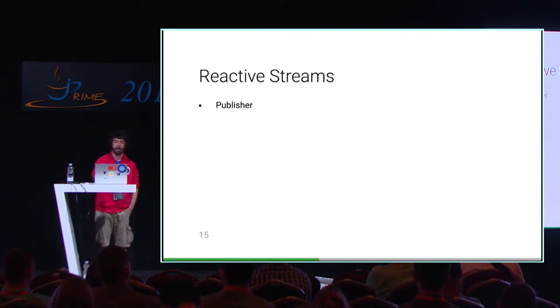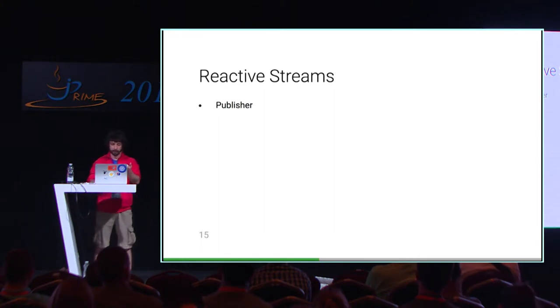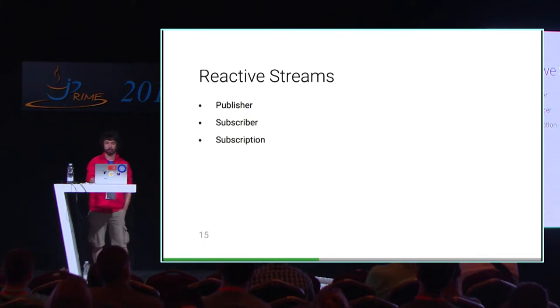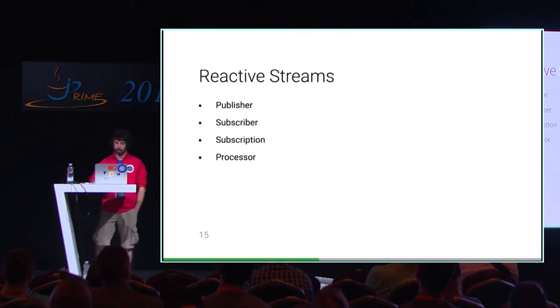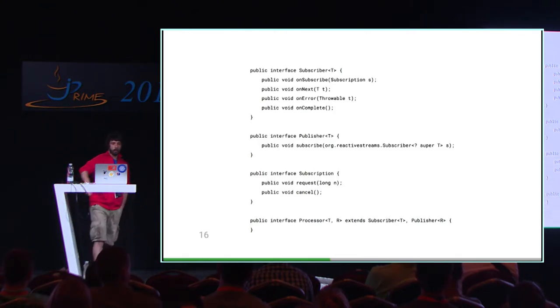Reactive streams. So that's basically the interface. We have a publisher, a subscriber, a subscription, and a processor. I will not explain those again. And these are, how many did I say, seven? Well, they're kind of, yeah, about that.